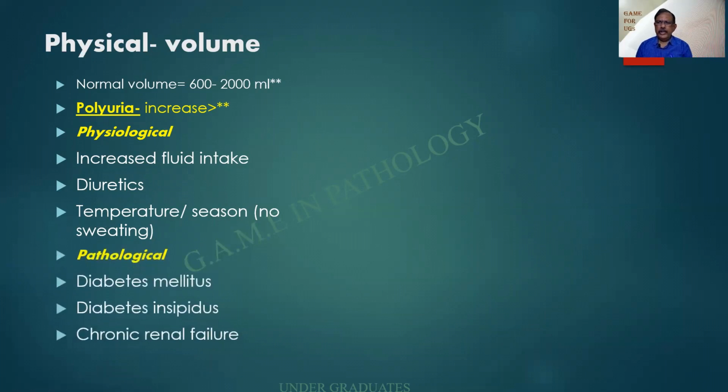There can be pathological causes also, which can be diabetes mellitus, diabetes insipidus, and chronic renal failure. Renal failure, you might think that there will be no urinary output, but then there will be a stage of oliguria and a stage of polyuria as well.